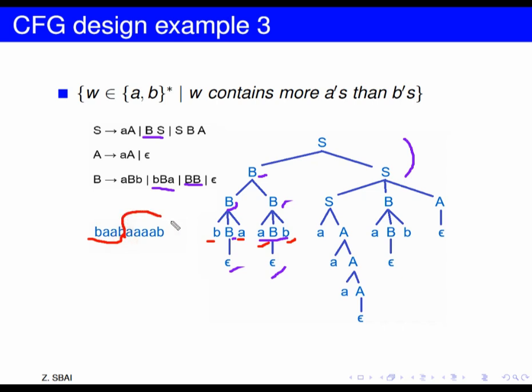We have now to show how to generate this string from this variable S. So we will choose S yields to SBA according to this rule, and for this S it will yield to AA, and then this A to AA, and then the last A will yield to epsilon, and this way we have shown how to parse the triple A here in the middle.